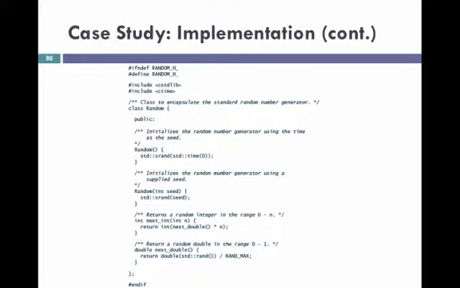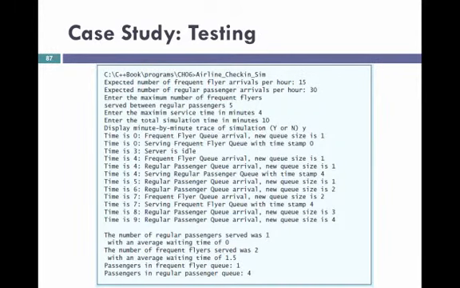Here's a random.h. This is helpful because it shows you how to use a random number generator when you want to do some simulations that require random numbers. And finally, here's the output for actually running the simulator.